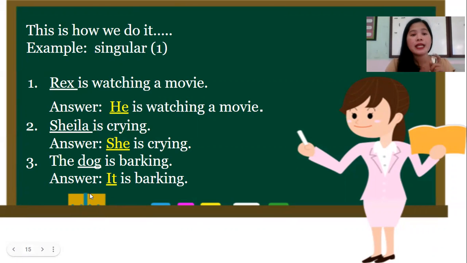Okay? Now, how about the teacher? All right, listen carefully. If there is "the" before the noun, because dog is a noun, an animal noun, and then there is a verb, when you are going to substitute the pronoun, remove "the". If you say, "the it is barking," no, that is wrong. Do not write or say "the" before the pronoun.